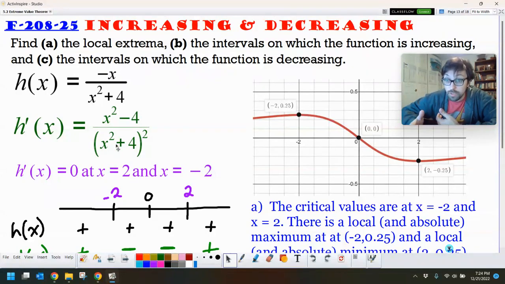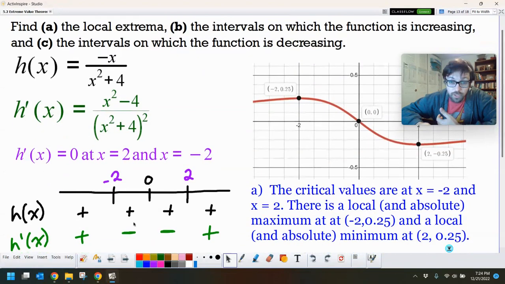That would be potential critical values, but there is no real number that we can put in here that's going to make this denominator 0. We could put 2i, but that's not a real number. It's imaginary. Then when I checked my little sign chart here, I saw that the function was increasing, then decreasing for a while, and then starts increasing again.